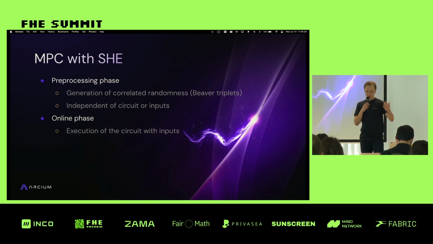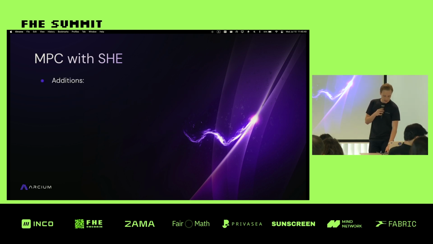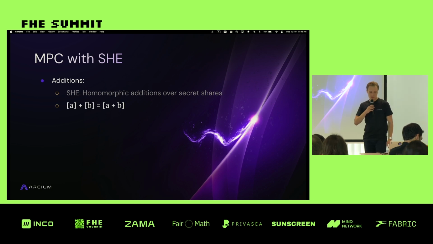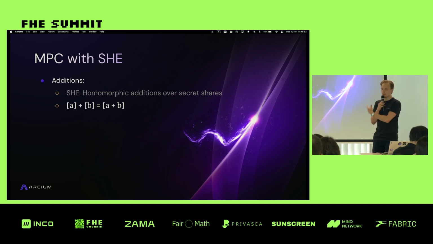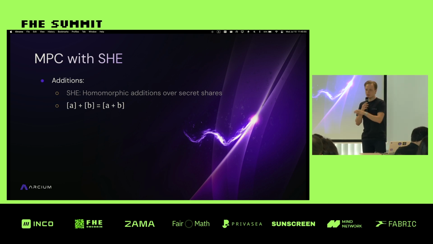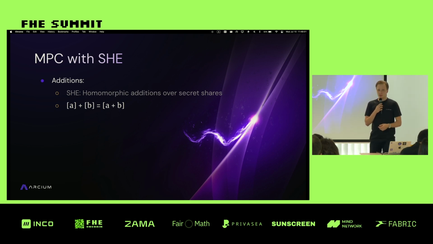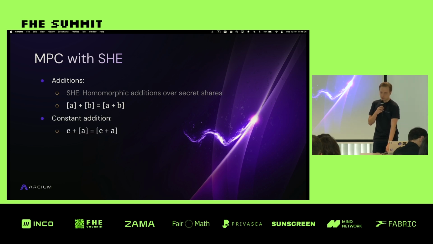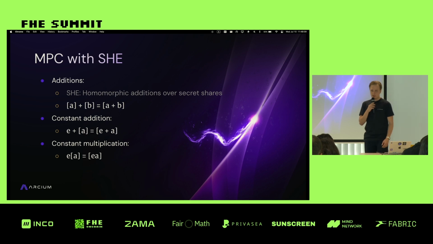And then the online phase is using this data and is able to run computation close to plain text execution. And so additions in such a setting are homomorphic. That means that if we have two values that are again represented as secret shared values, everyone can simply add the share that they're holding to the share of the other value, and they receive the corresponding value. Constants can also be added in the same way, and constants can also be multiplied in the same way.